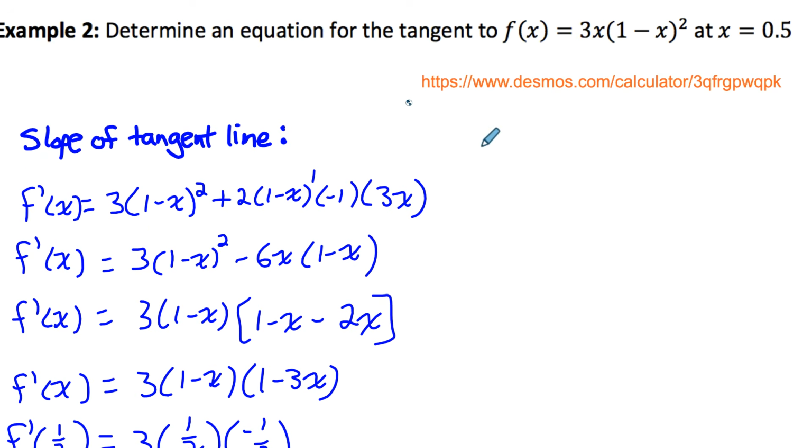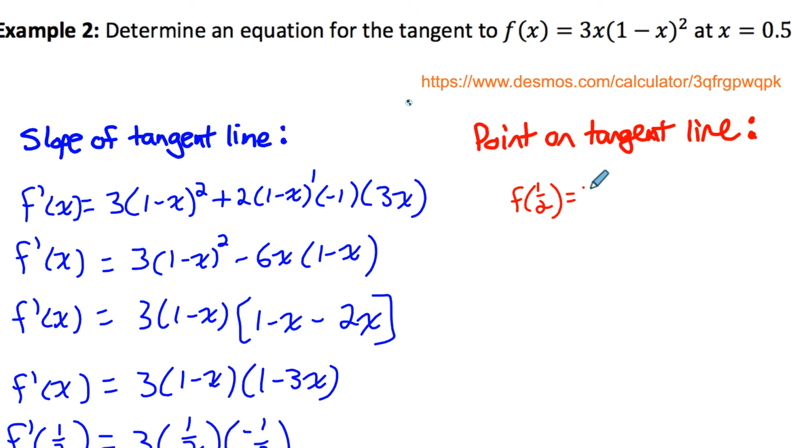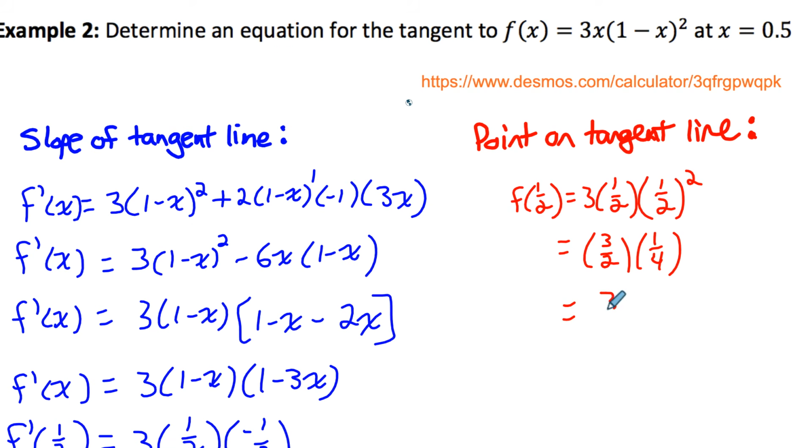Let's now find a point on the tangent line. Now I know the tangent line touches the original function at an x value of a half. So to find a point on the tangent line, I find the point that it shares with the original function. So I just plug a half into the original function. So f at a half equals 3 times a half times 1 minus a half, which is a half, squared. So this would be 3/2, 3 times a half is 3/2. And a half squared, square the 1 and the 2, I get 1/4. And this gives me 3/8.